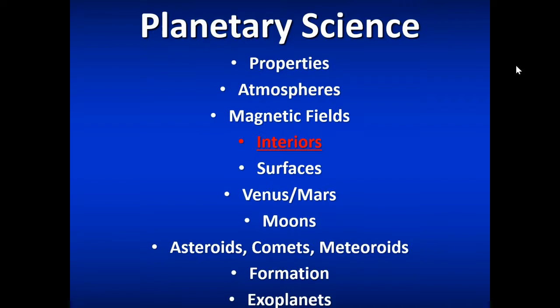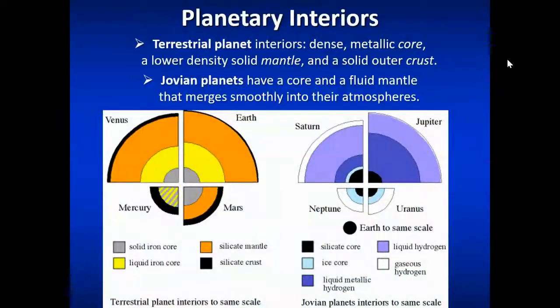How do we know what's going on interiorly in planets? Well, we're going to talk about that. First of all, looking at what is inside of them first. The terrestrial planets, like Earth, the Terra or rock planets, are dense. They have metallic cores and rocky mantles and a lower density silicate crust.